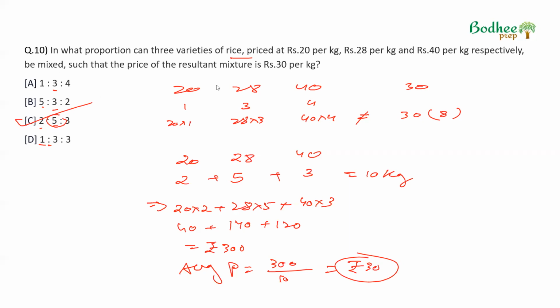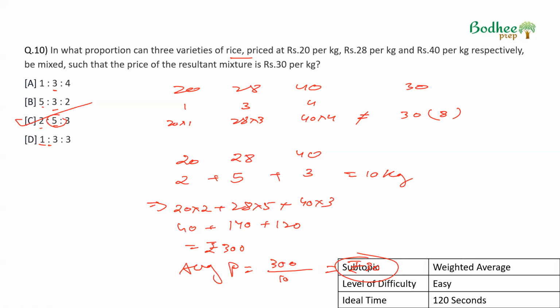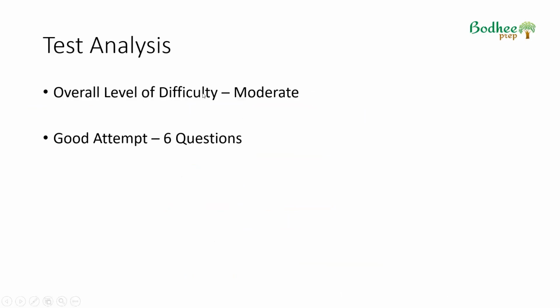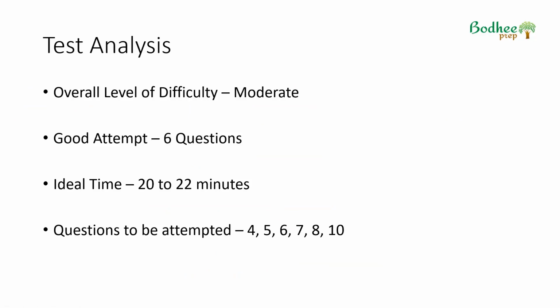Again, even if we are checking for each of the numbers, this should not take more than about 2.5 minutes to solve. And conceptually, it is very simple, and therefore I'm saying an easy question. So overall, if we look at the attempt, the level of difficulty was moderate. The 6 questions that should be looked at would be questions 4, 5, 6, 7, 8, 10.